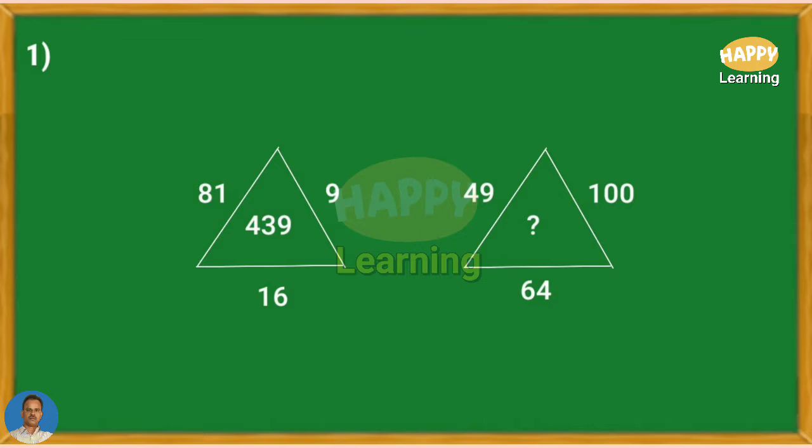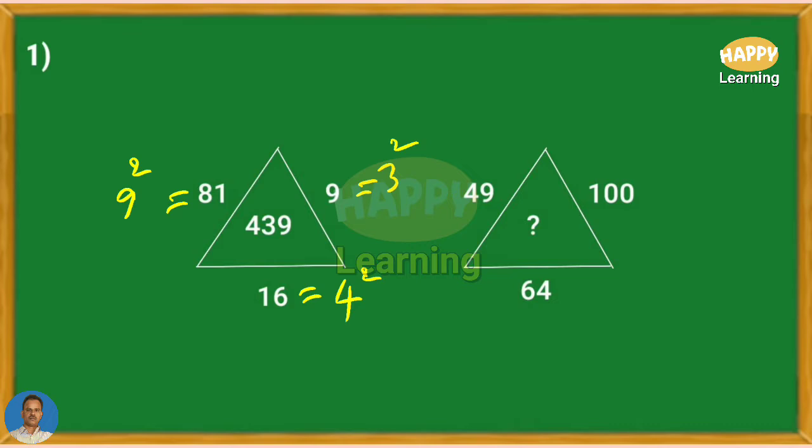Here the 81, 16, 9 they are squares. So by seeing, you should get a flash that 9 is a square, 16 is a square, 81 is a square. So 9 can be written as 3 square, 16 can be written as 4 square, and 81 can be written as 9 square.